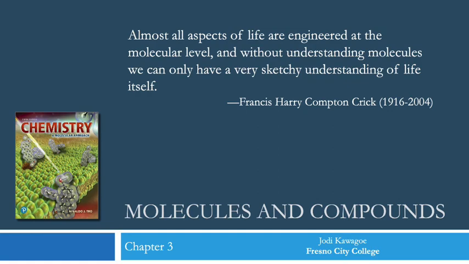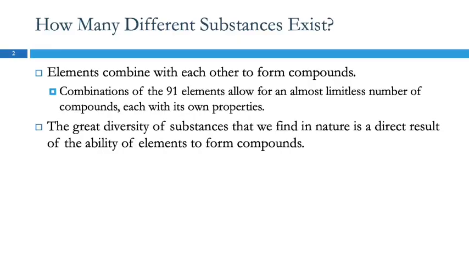We've talked about atoms and elements and isotopes. So how many different substances exist? There's not an answer to that. If we think about it, elements can combine with other elements to form compounds. There's 91 elements, and so even if you just had two elements together, that's an awful lot of different possibilities. But you can have 3 or 4, you can have like 6 compounds between nitrogen and oxygen. So there's just a mind-boggling number of compounds that exist.